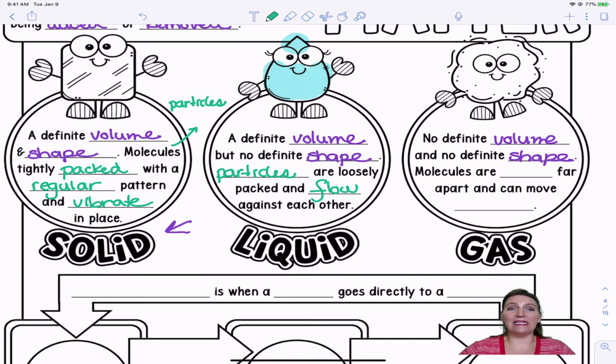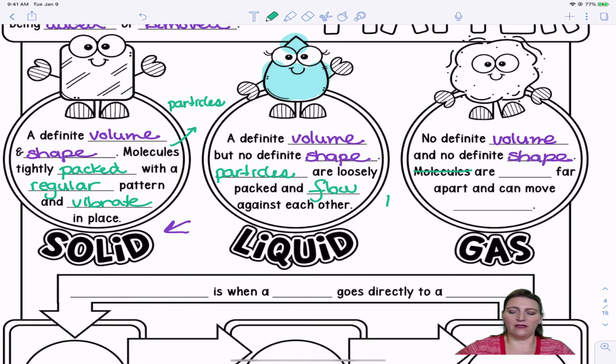When you will see a really significant difference is when we talk about gas, right? And of course, in gas, the particles are very far apart and can move freely.